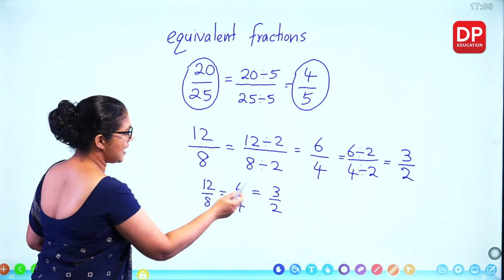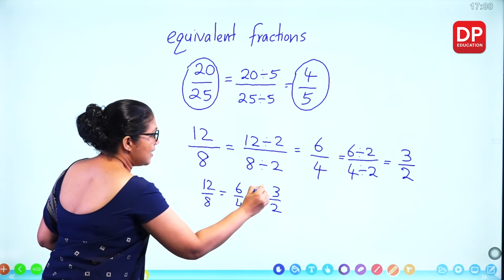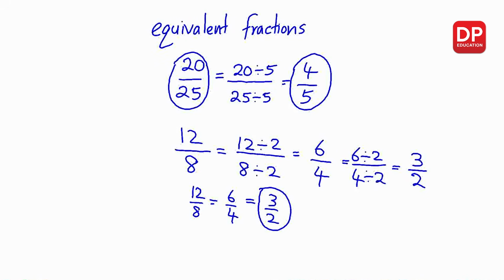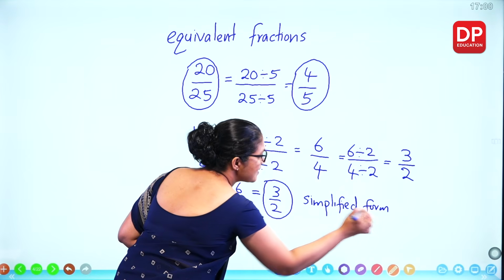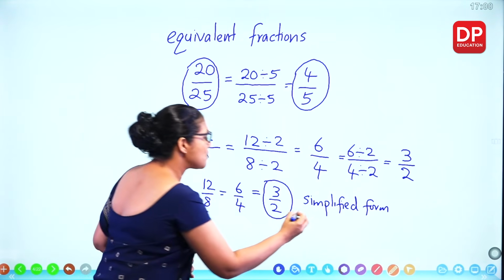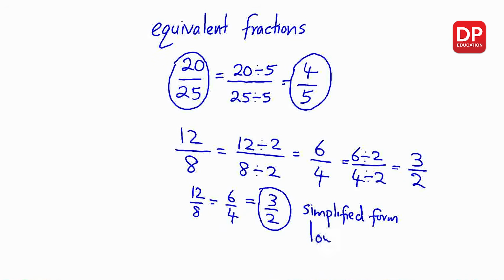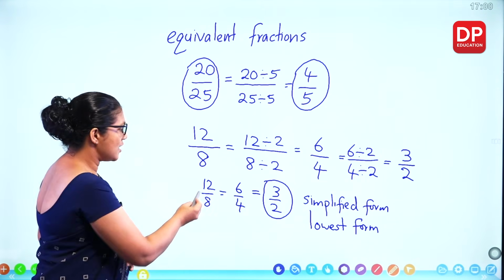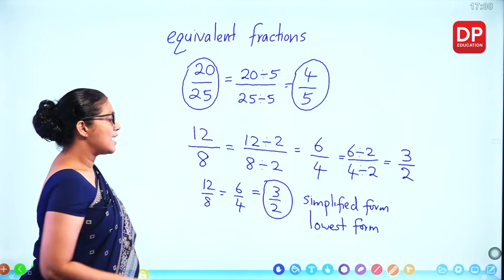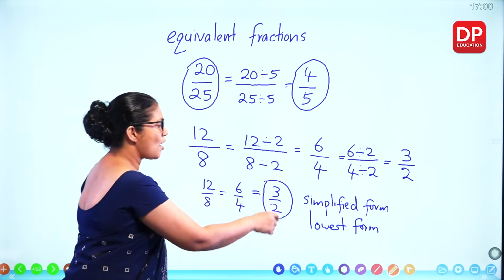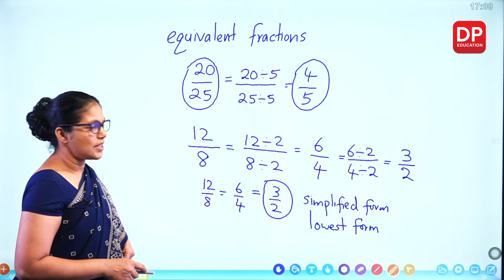So here what we can see, this one is called the simplified form. That's the lowest term. Sometimes if you're asked to write down the lowest term or the simplified form, you have to write the simplified version, not this one. So when you are getting a question, try to write down the simplified fraction.